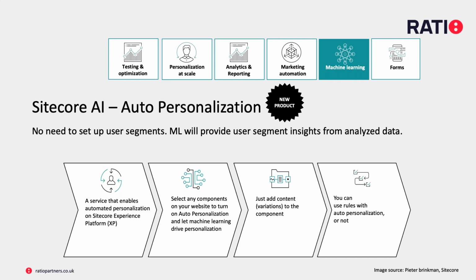What does this mean? Basically, you can select any component on your website to turn on auto personalization. The idea being, it will collect and analyze in the background how people are interacting. You will obviously set up different scenarios, and it will start deploying scenarios by itself.